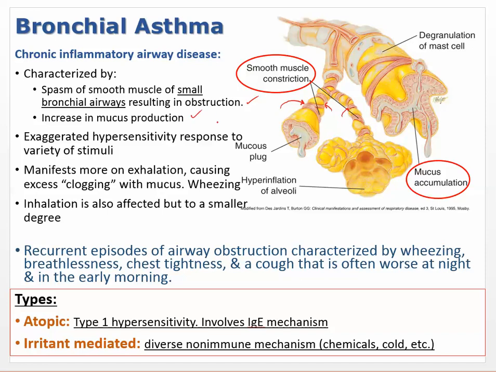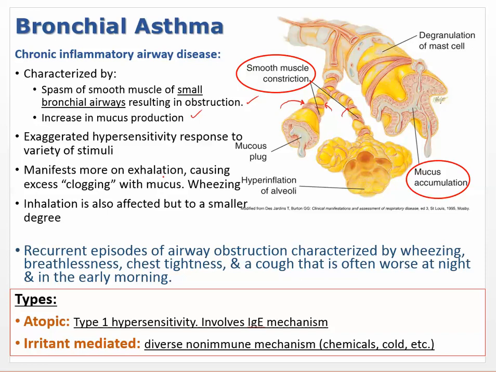And then also there's going to be increased mucus production. So what causes it? That also has something to do with it. Exaggerated hypersensitivity response to a variety of stimuli. So now we're talking about kind of a type 1 hypersensitivity. Okay, so remember talking about that.